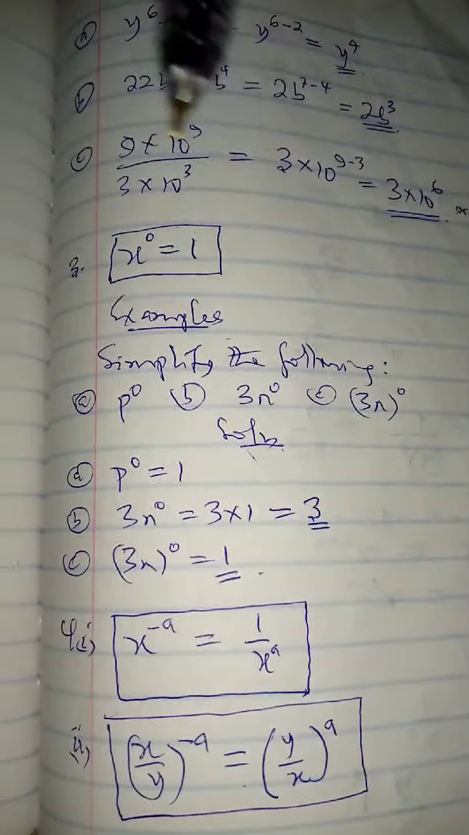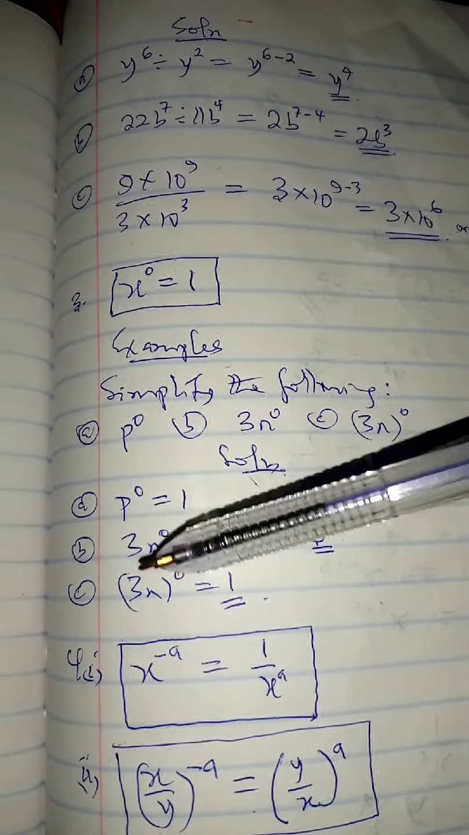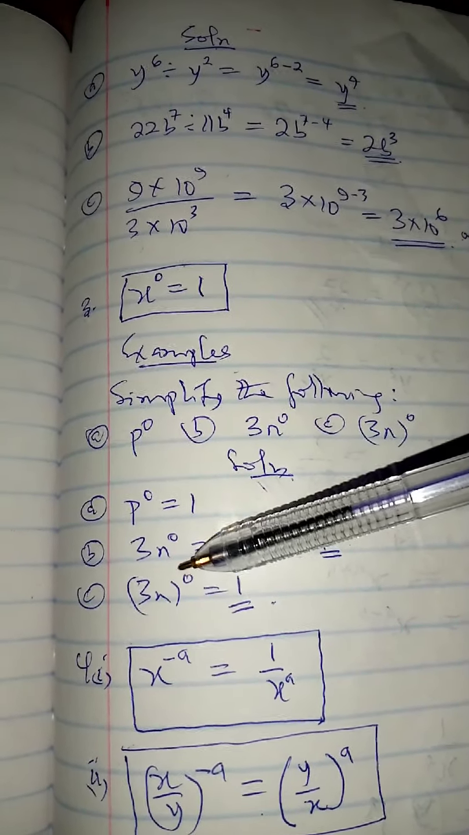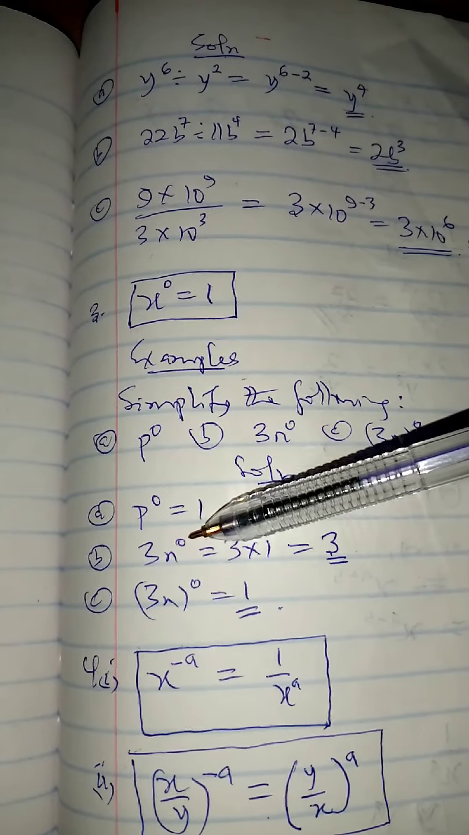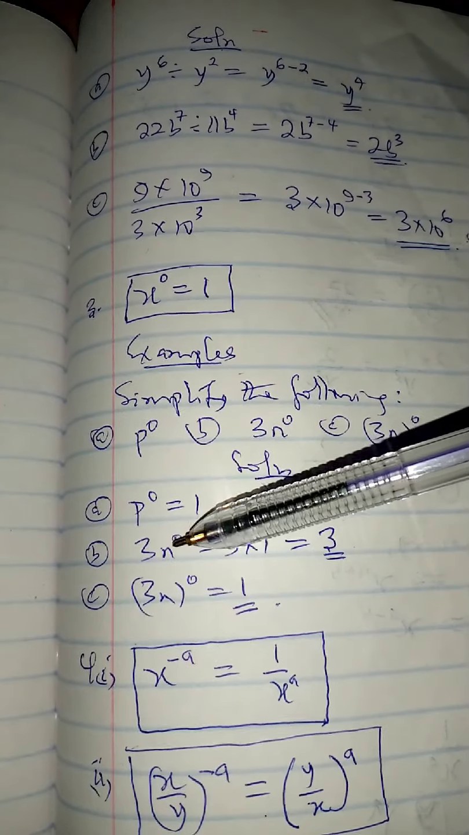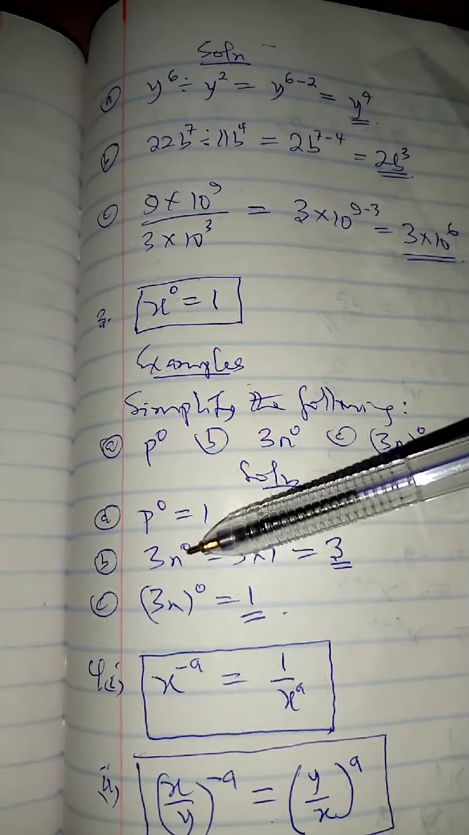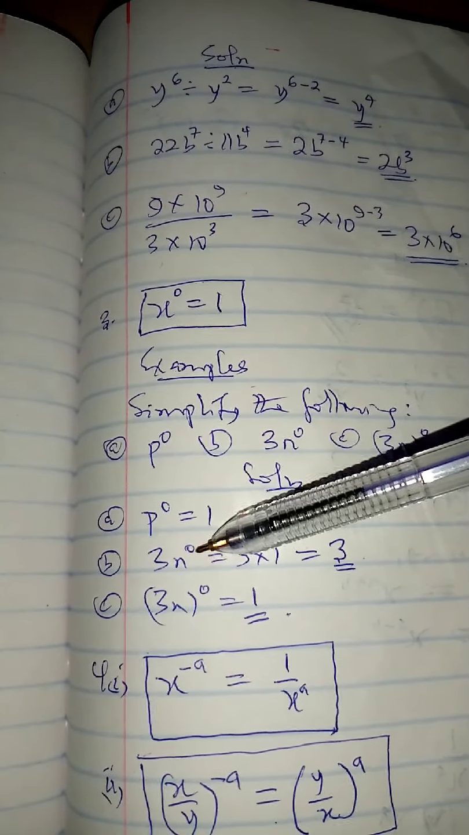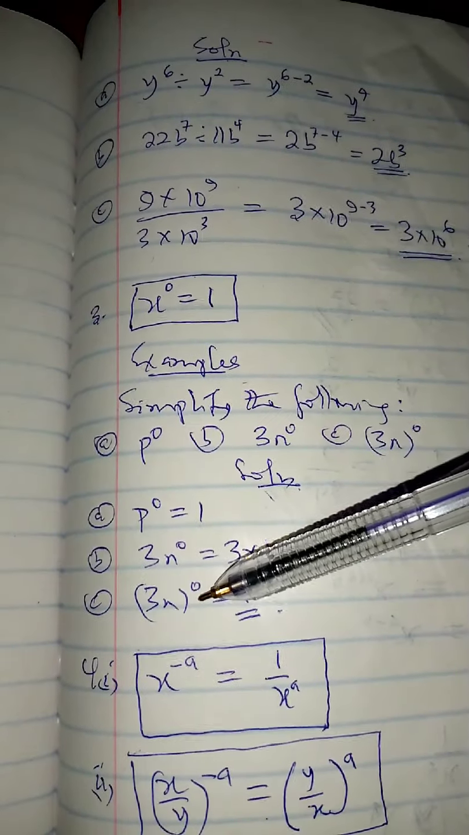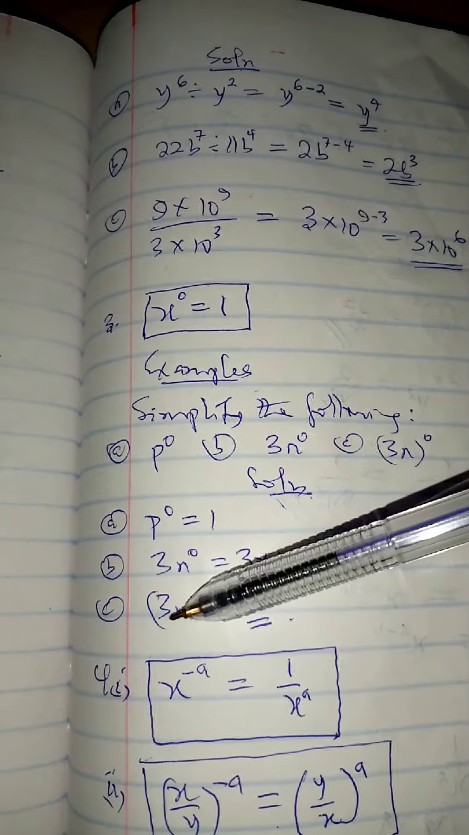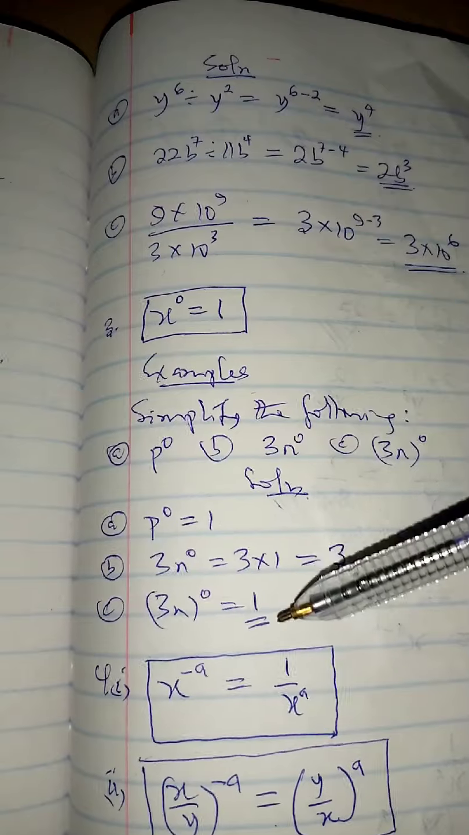Application, p raised to power 0 is 1. 3n raised to power 0. Here, the n is the one that will be affected by the power 0. So this n raised to power 0 is 1. And since 3n raised to power 0 is 3 times n raised to power 0, it will now be 3 times 1, which is 3. Here, the power 0 will affect everything inside the bracket, so that (3n) all raised to power 0 gives 1.